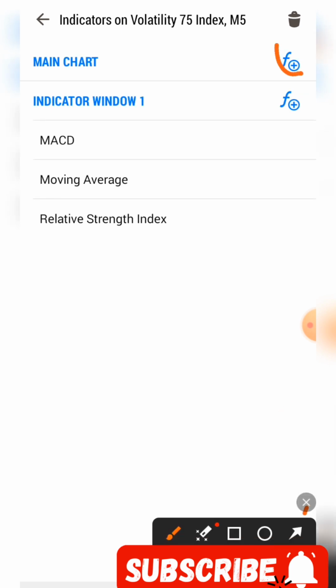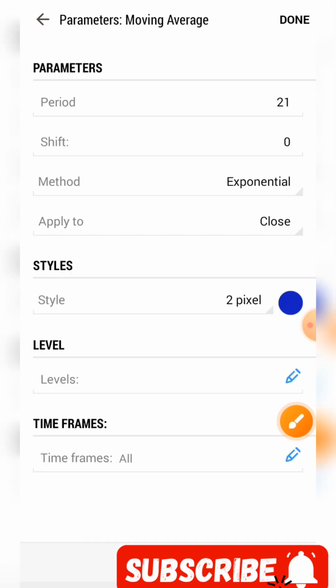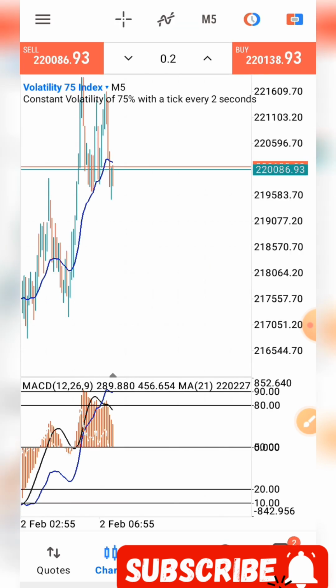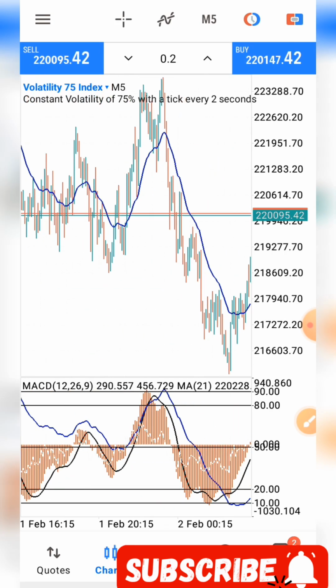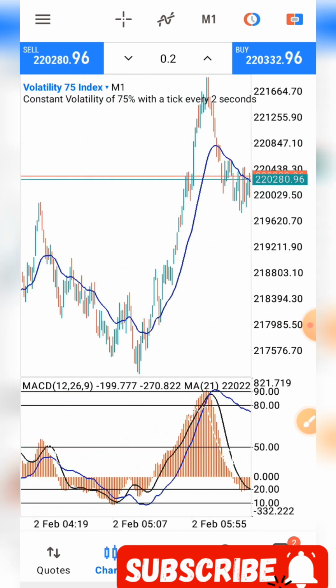This place, that is the second place we'll be adding, on the main chart. So when I touch the main chart, I'm going to moving average, which is by default. So I'm leaving the 21 moving average on the screen. Then when you come back like this, there is something I want you to see when we talk about this moving average 21, especially on volatility.